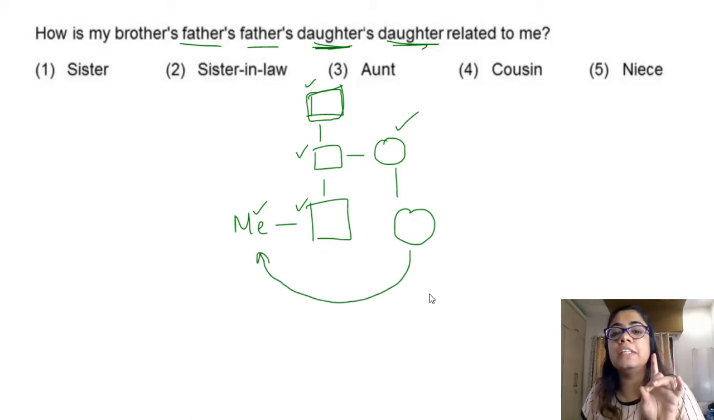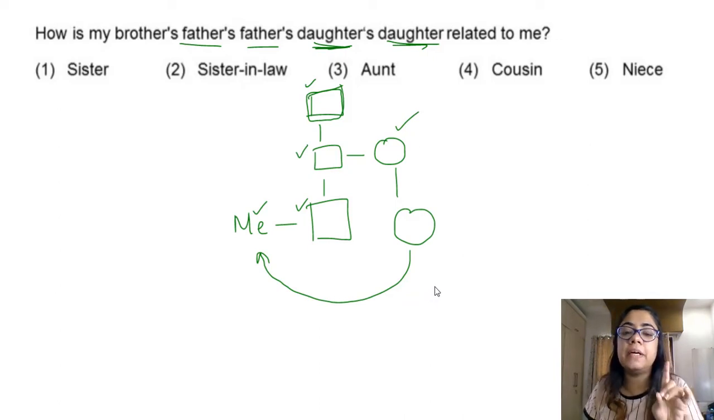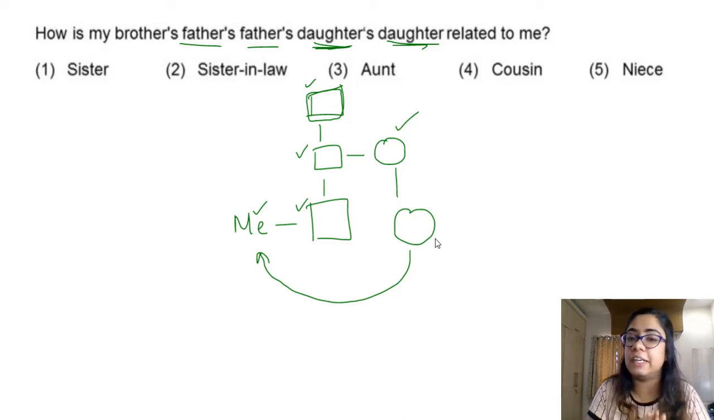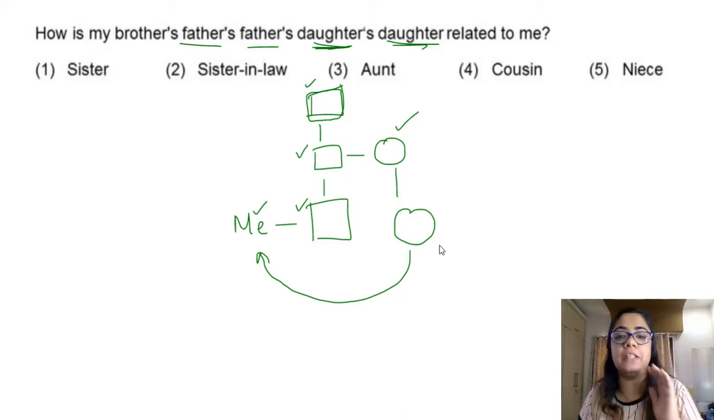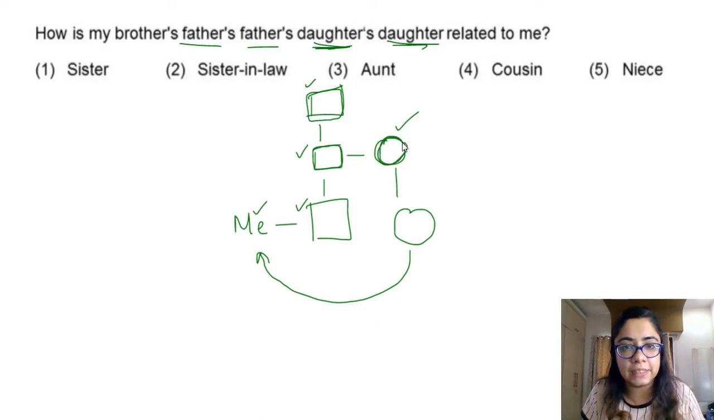Now you will not call her sister, because please remember, in blood relations, brothers and sisters are only those children who are the children from the same parents. If they are children of different parents, they will just be your cousin. You don't call them brother or sister. So understand, these two are siblings. I am the child of this person and she is the daughter of this person. So how is she related to me?